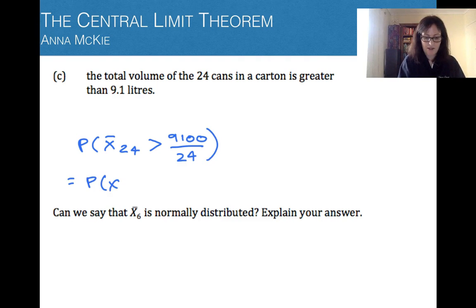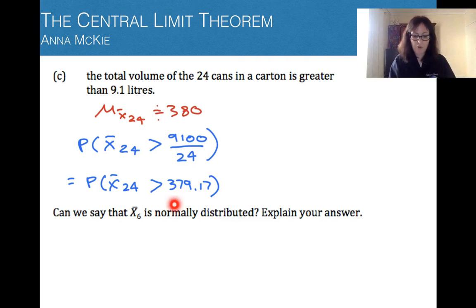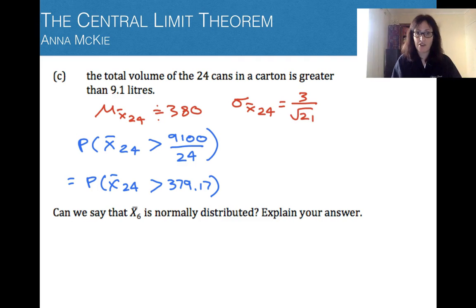So my probability statement is now going to be, what's the chance that the average of all of 24 cans is greater than 379.17 mils? That's something easier to get our head around. So what would our mean be for 24 cans? Well, according to the central limit theorem, it's actually the same as it was for x, which means it's still about 380. So we're thinking, okay, what are the chances of the average of all of the cans being more than this? But our standard deviation is going to be smaller. And the way we work that out for x bar 24 is the original standard deviation divided by the square root of 24, and it's 0.612.